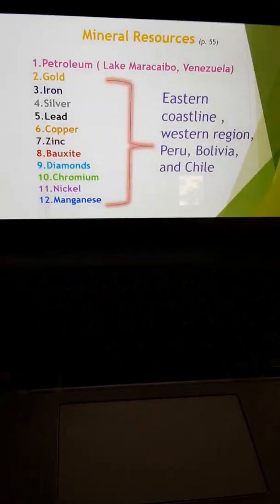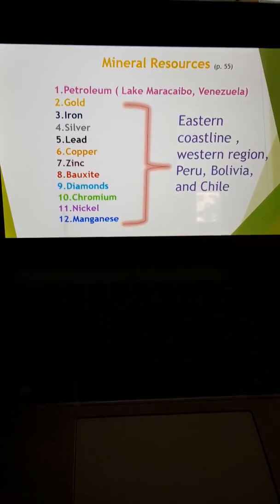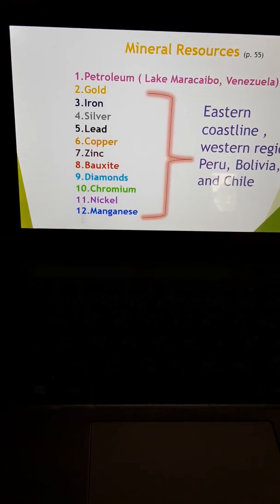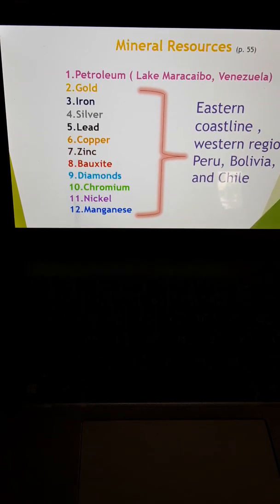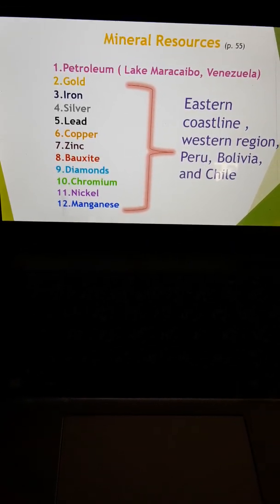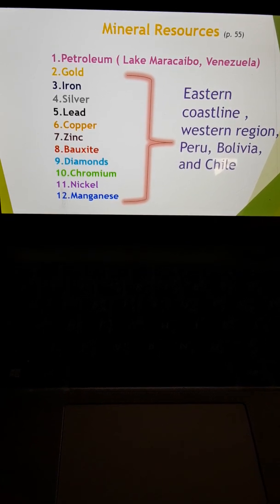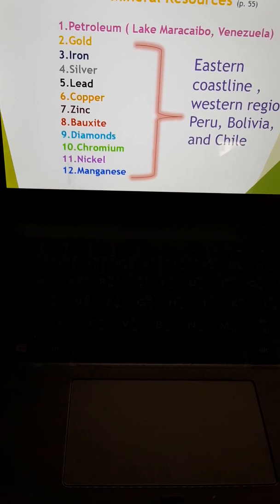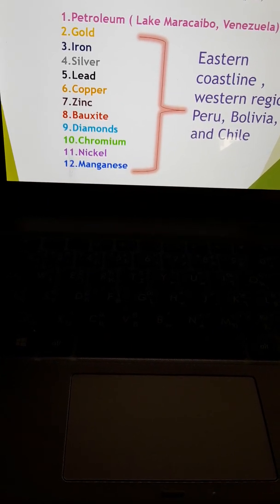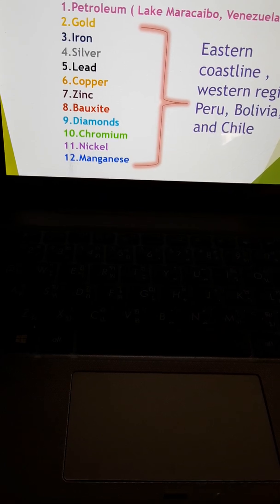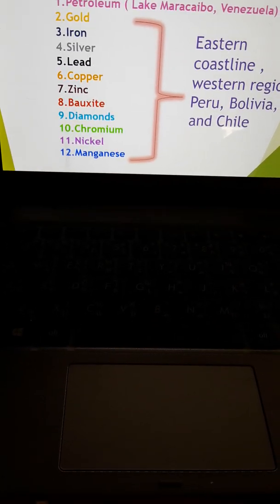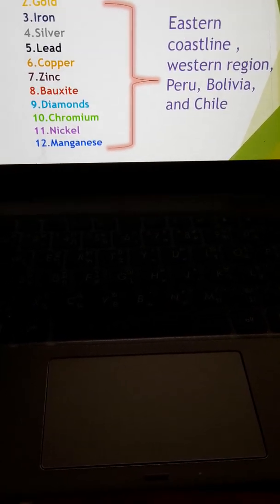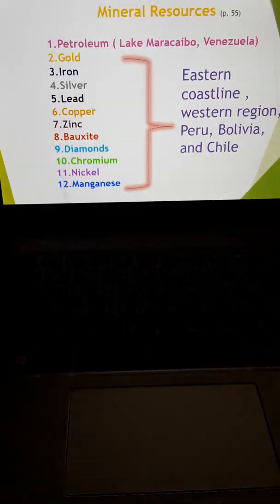Mineral resources. South America is also rich with mineral resources. Number one, they have petroleum or oil that is found in Lake Maracaibo in Venezuela. Now, the gold, iron, silver, lead, copper, zinc, bauxite, diamonds, chromium, nickel, and manganese are distributed in the eastern coastline, western region, and in Peru, Bolivia, and Chile.